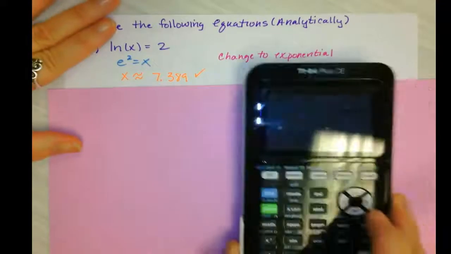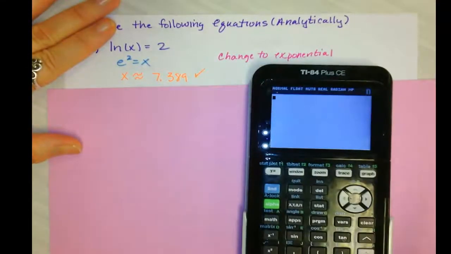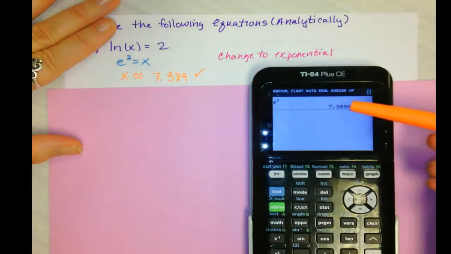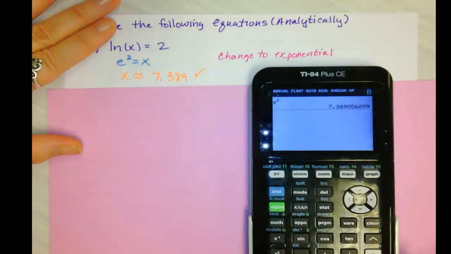In case you have forgotten how to do that, that is second natural log, and you get your e to whatever, and then you can just put in your 2, and you get your numeric answer that you can round. There's a 0 after the 9 right here, so the 9's not going to round up, and it's just approximately 7.389.